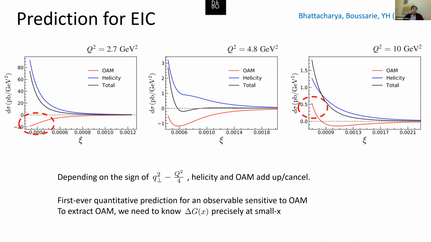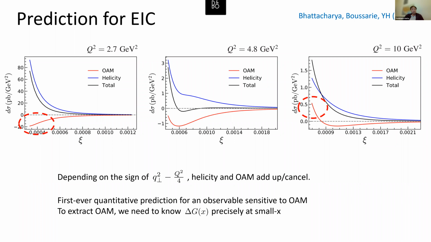This is a fast prediction of orbital angular momentum at the EIC, and in order to be more quantitative, at least in order to make this prediction, we need to know this delta G at small x, which has a huge uncertainty, as I said. So if you want to measure the orbital angular momentum, then we need to know this delta G precisely at small x, and this is the future challenge of the field. All right.